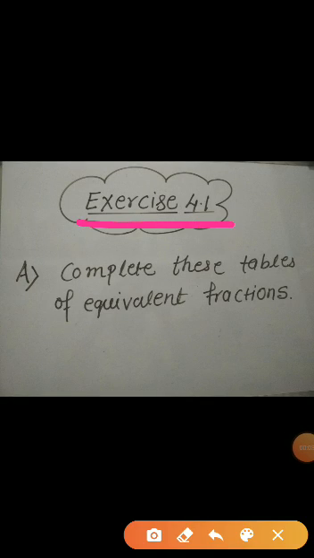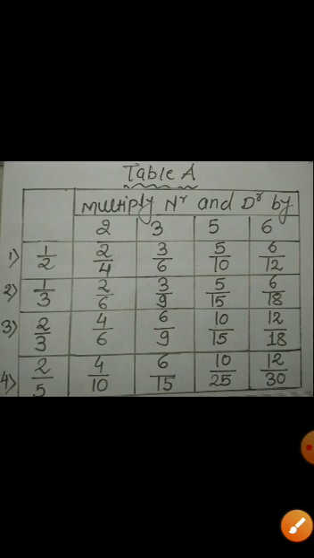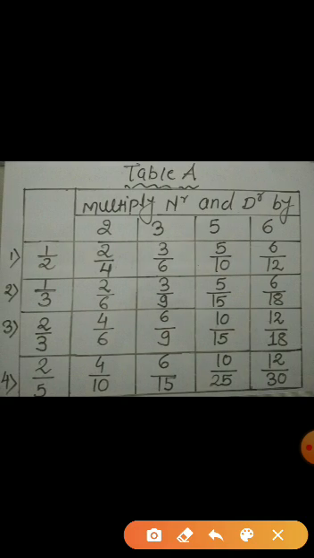Students, today I am going to start the exercise 4.1. Question number A. Complete these tables of equivalent fractions. What is an equivalent fraction we have seen earlier in the last period. To find the equivalent fraction of the given fraction, either we can multiply or divide both numerator and denominator by the same number. So based on this, here we are given two tables and we have to find out the equivalent fraction of the given fraction.